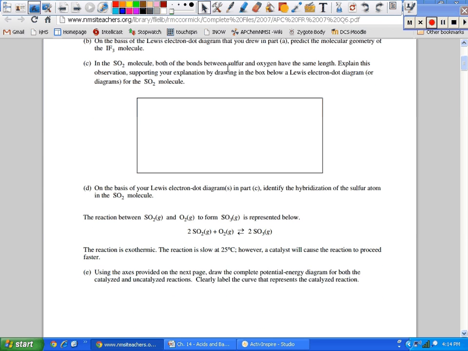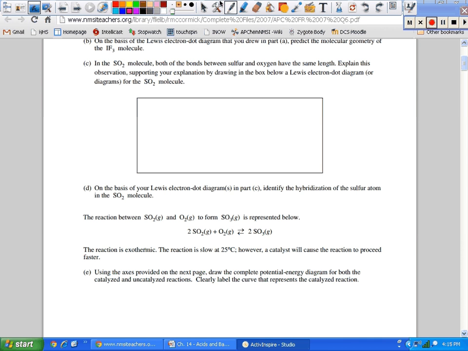Now, this one's even weirder. Okay? Joey. This one's even weirder. In the SO2 molecule, both of the bonds between sulfur and oxygen have the same length. Explain this observation, supporting explanation by drawing the Lewis electron dot diagrams for the SO2 molecule.